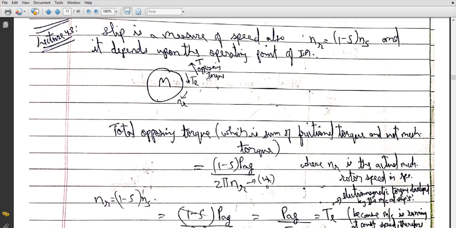And if the motor is loaded, if you are providing some load on the shaft, then this opposing torque is basically the sum of frictional torque plus the external load that you are applying on your shaft. That will be your opposing torque.